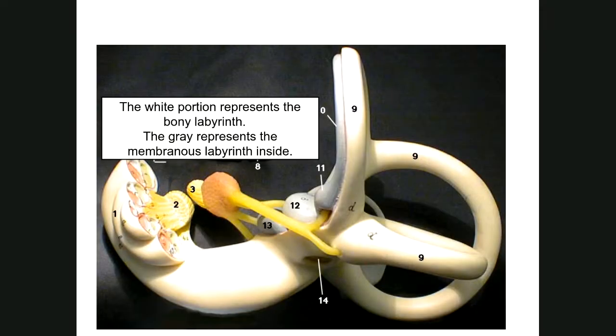Same thing here. So there's our cochlea. Now part of it's been removed. There's the vestibule. And then here are the semicircular canals. And don't forget, there's both a membranous labyrinth and a bony labyrinth. So here's the bony labyrinth, this white part. Here's the membranous labyrinth, the gray part. Same thing over here. We're going to have the same thing running all the way through.